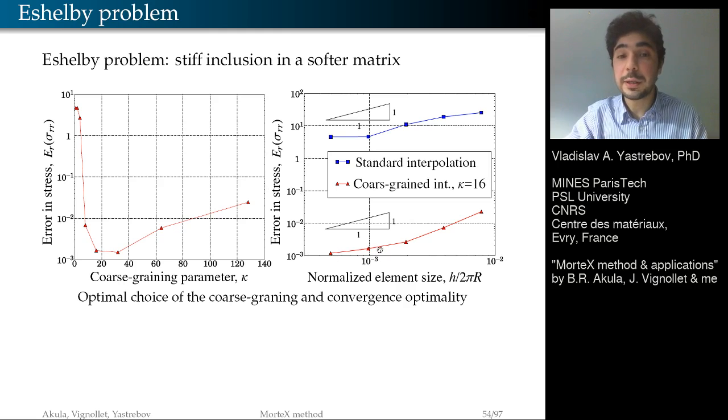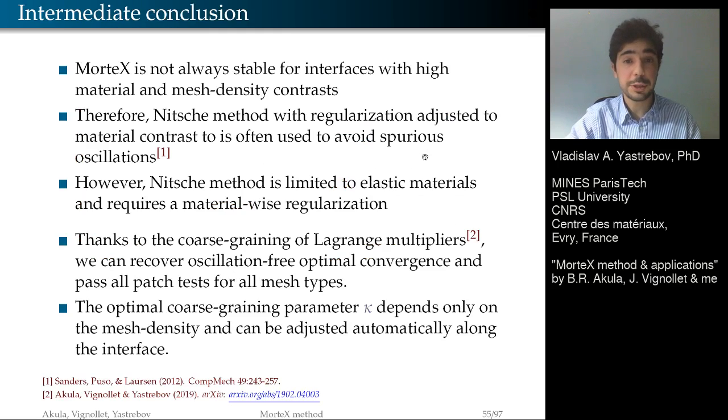In terms of the mesh convergence, here is the element size normalized by the radius, and here is the error in stresses. We have optimal convergence with a small error, whereas for the standard interpolation we have a very high error because of the spurious oscillations in the interface. I'm not sure that we have optimal convergence in this region, but here it's more or less optimal for higher h. That's it for the mesh part.